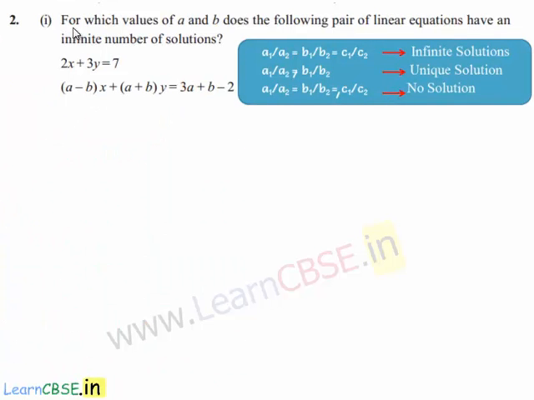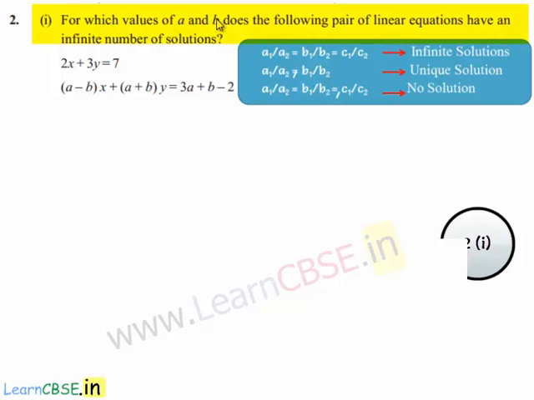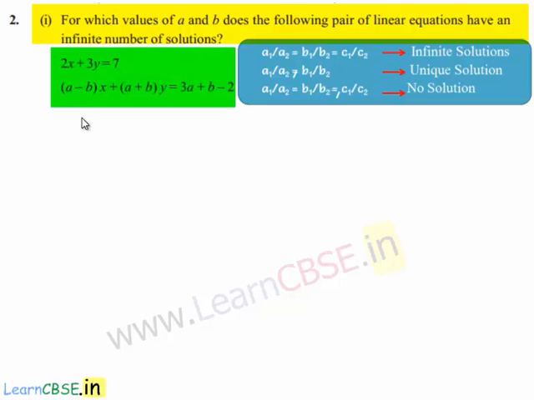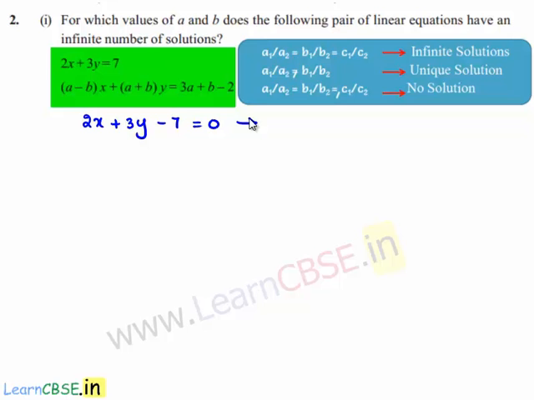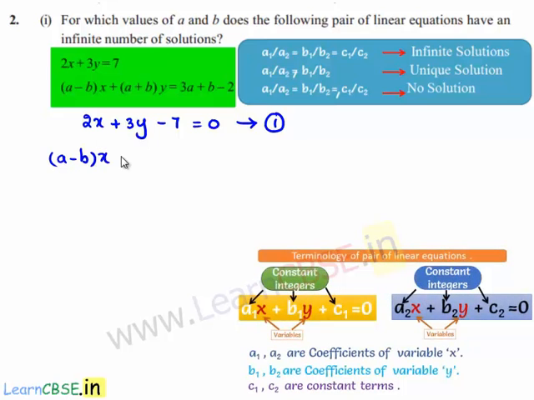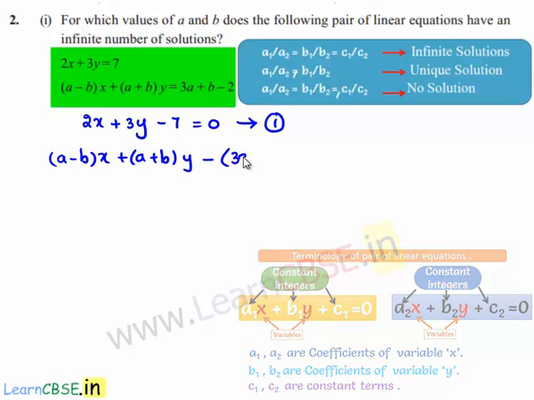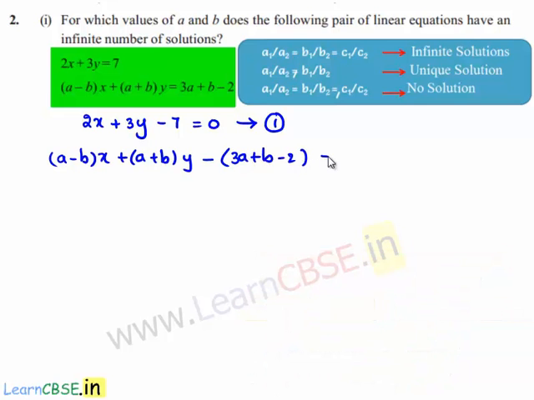Coming to the first bit of the second problem, for which values of a and b does the following pair of linear equations have an infinite number of solutions? The first equation given is 2x plus 3y is equal to 7. The first equation can be written as 2x plus 3y minus 7 is equal to 0. Let this be equation number 1. And the second equation can be written as a minus b times of x plus a plus b times of y minus of 3a plus b minus 2 is equal to 0. This is equation number 2.